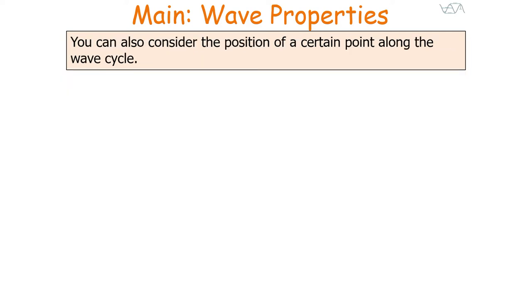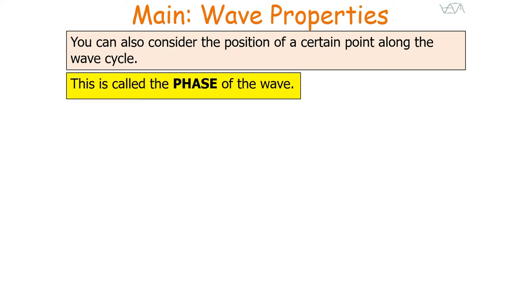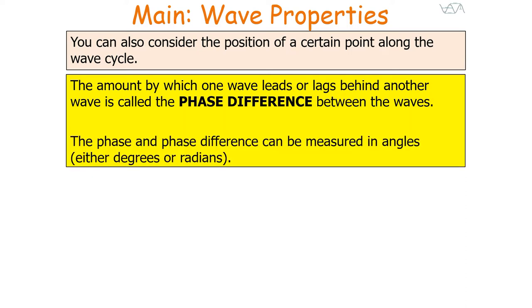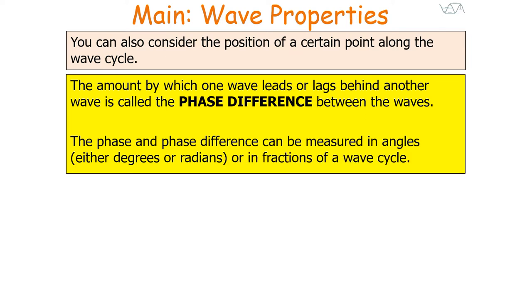Now, you can also consider the position of a certain point along a wave cycle, and we call this the phase of the wave. Now, the amount by which one wave leads or lags behind another wave is called the phase difference between the waves. Now, the phase and phase difference can be measured in angles, so either degrees or radians, or you could measure it in fractions of a wave cycle.